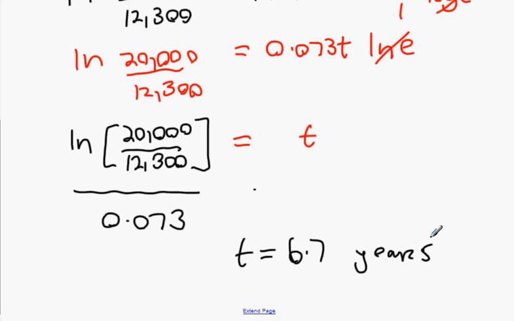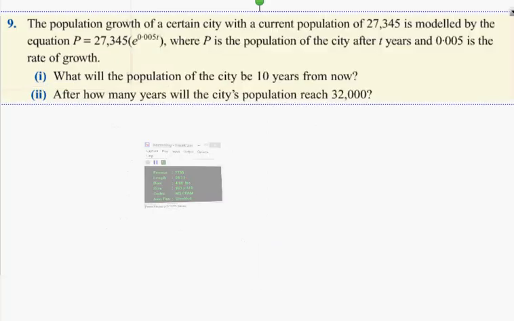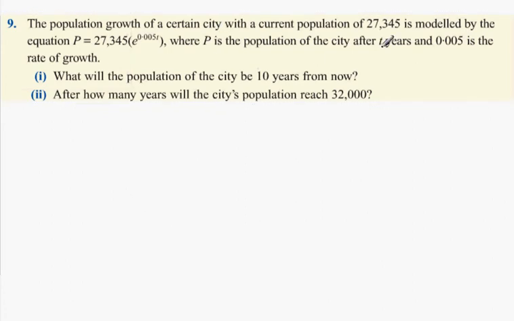Could you solve the E to the power? The population growth of a certain city with current population of 27,345 is modeled by the equation P equals 27,345 multiplied by e to the power of 0.005t, where P is the population of the city after t years and 0.005 is the rate of growth. What would be the population of the city 10 years from now?